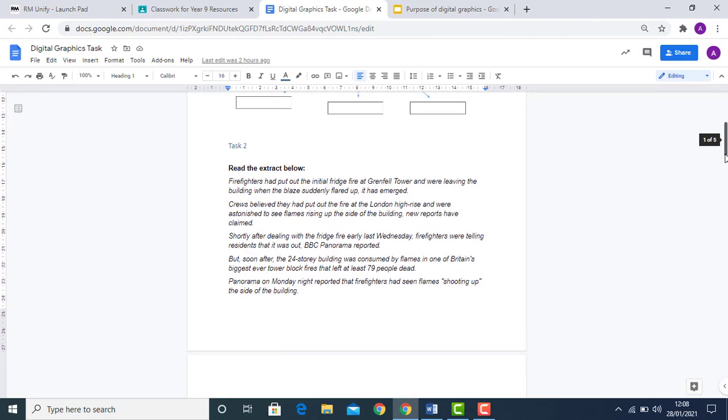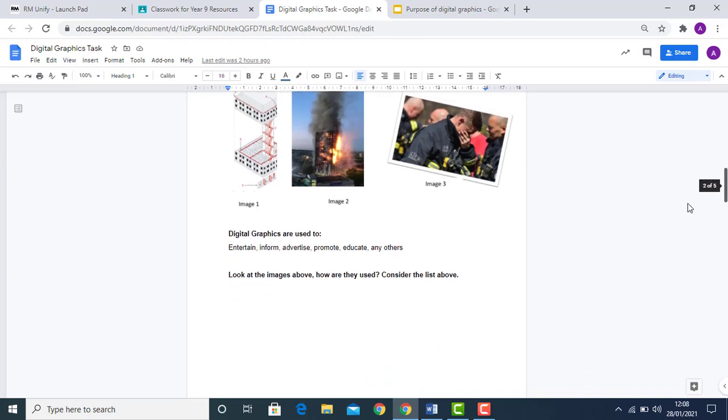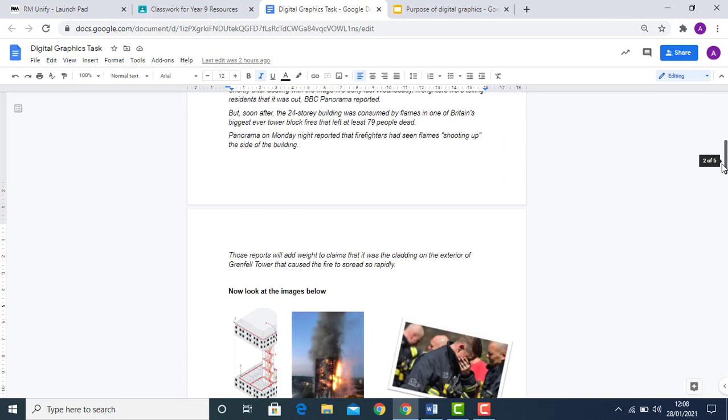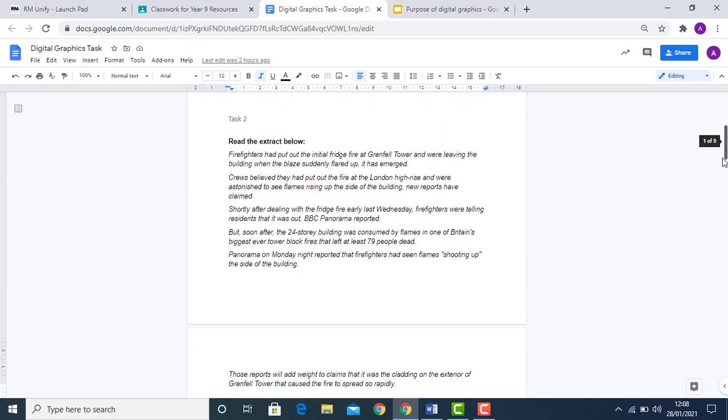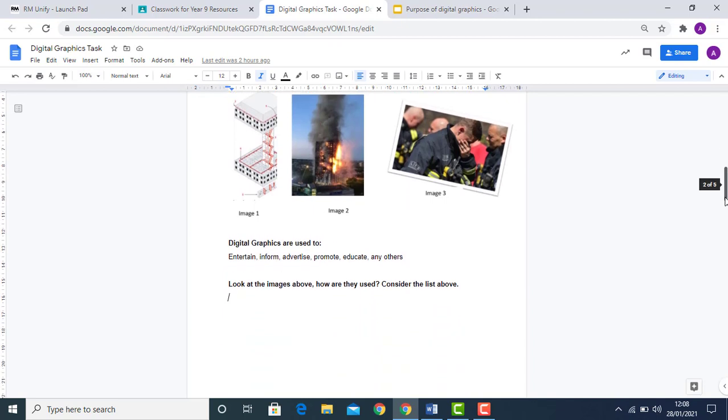So you will be required to read this extract below. Once you've done this, have a look at the images that you've been presented with. Then what I'd like you to do is write down how the images are used to inform, advertise, promote or educate what happened at the Grenfell Tower. Pause this video to do this now.